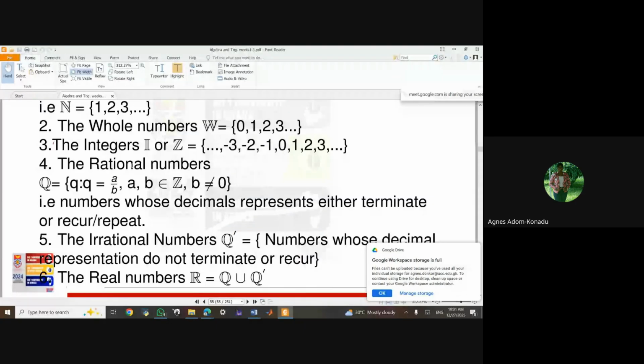So a rational number is a number that can be represented as a fraction like this, or a number whose decimal representation either terminates or recurs or repeats. Okay.